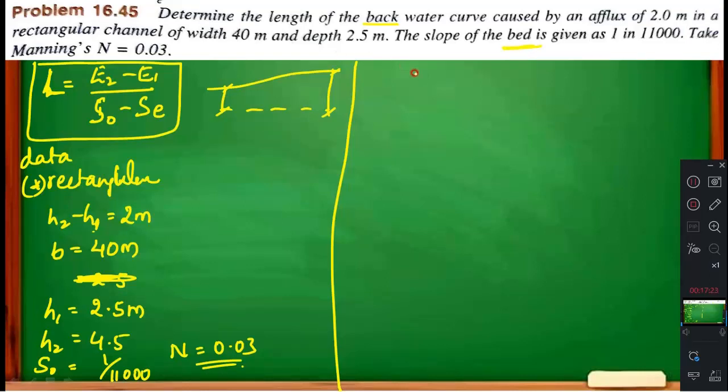Now what is E2, calculate. What is E1, calculate. What is S naught, given. What is SE, calculate. We need to spend time calculating E2, E1 and SE. Then after that, substitute. Simple. Now we will calculate one by one.